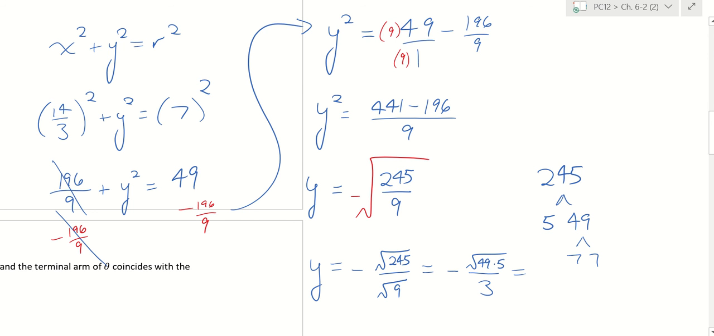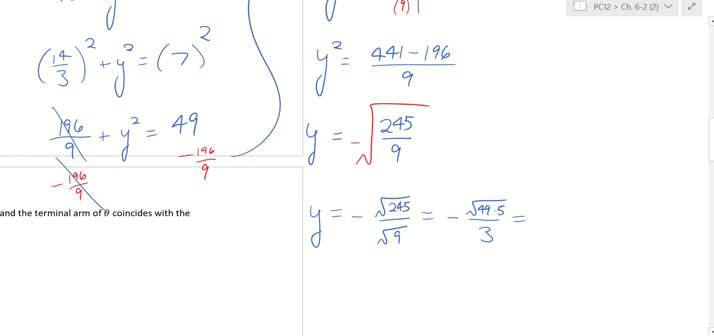I'm just going to do this step by step because I realize it's probably been a while since a lot of us have simplified entire radicals into simplest mixed radical form. So here I've factored the radicand into a perfect square times some other factor. And this is simply just going to be the square root of that perfect square times the square root of that other factor. And the square root of 49 is 7. So this is 7 root 5 over 3. So that is the y-coordinate.